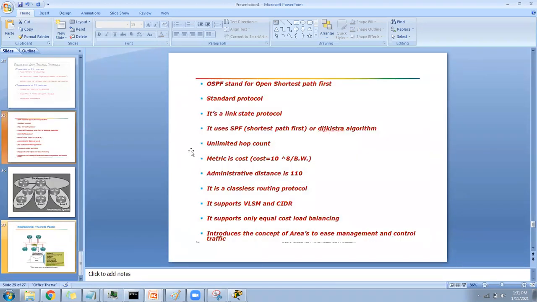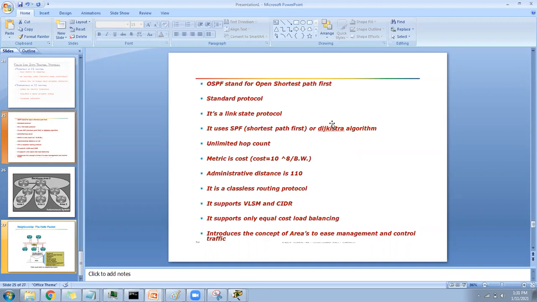OSPF stands for Open Shortest Path First. It is an open standard protocol. Standard protocol means what? It can support Juniper, Palo Alto, Checkpoint. Every vendor supports OSPF. This is one of the most famous protocols, OSPF. It is a link state protocol. It uses the shortest path first algorithm, or Dijkstra algorithm.